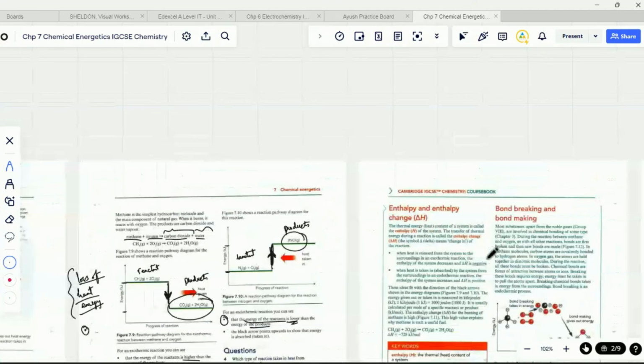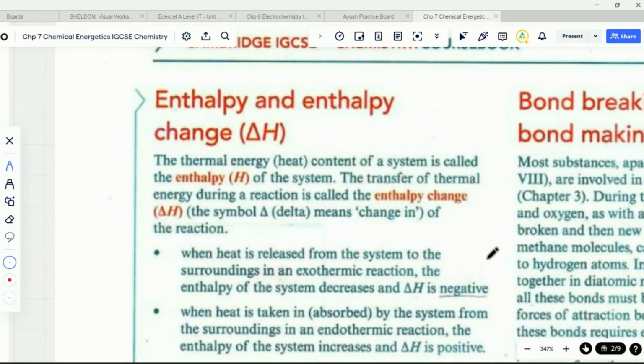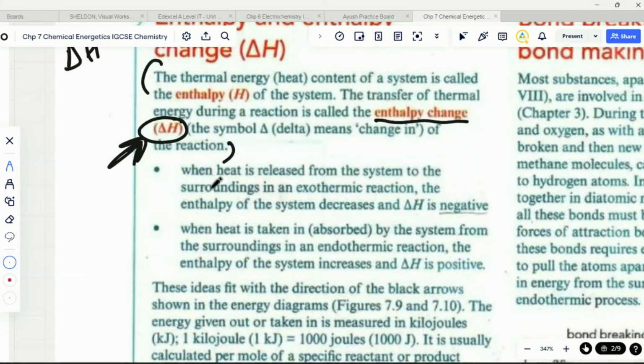Now, there is this term called enthalpy change. What is enthalpy change basically? You find the difference between the heat energy, that is known as your enthalpy. It is represented by this symbol over here, delta H. The thermal energy content of a system is called the enthalpy of a system. The transfer of thermal energy during a reaction is called the enthalpy change of the reaction. What are they telling us here? When heat is released from the system to the surrounding in an exothermic reaction, the enthalpy of a system decreases. When heat is released, enthalpy decreases.